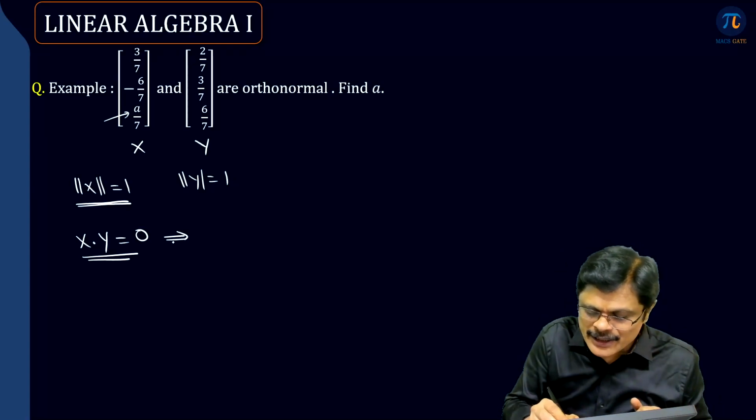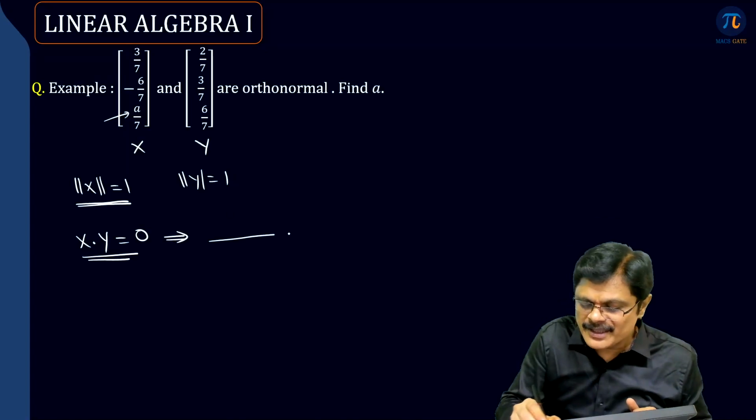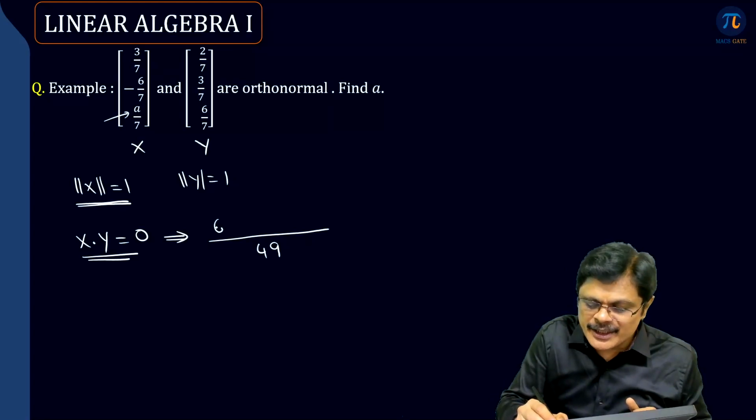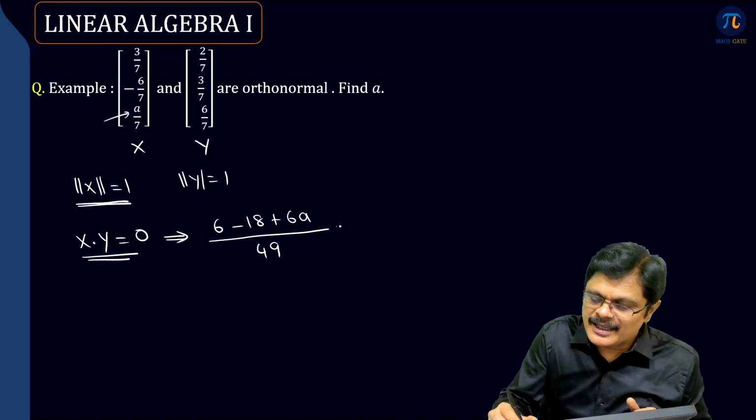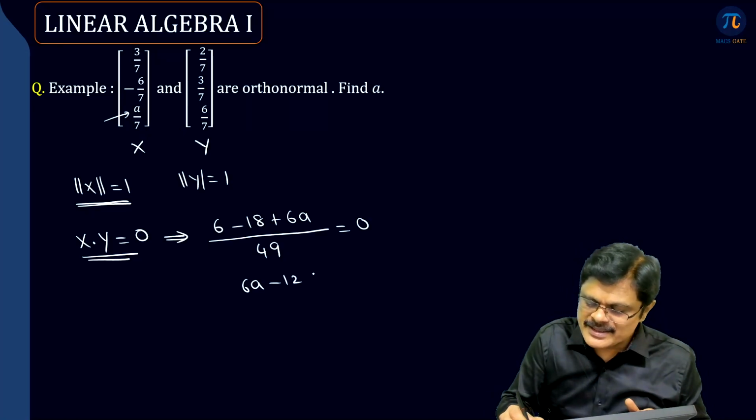So I am going to consider x dot y equal to 0. What is the dot product, my dear friends? The denominator is always 7 into 7, that is 49. The numerator is 3 times 6, that is 18, minus 18 plus 6a, and this must be equal to 0. That is, 6a minus 12 is equal to 0, and a is equal to 2.